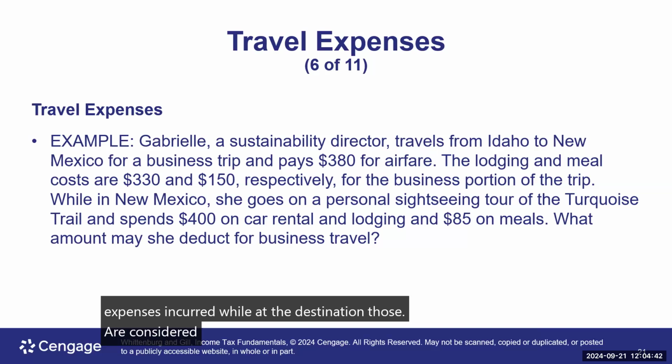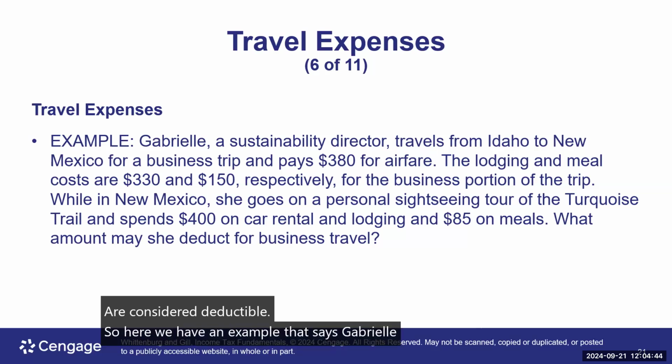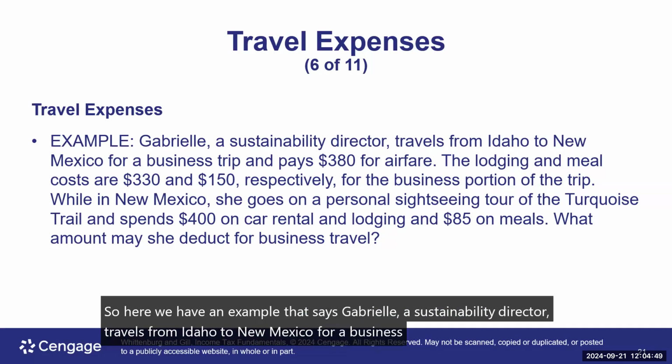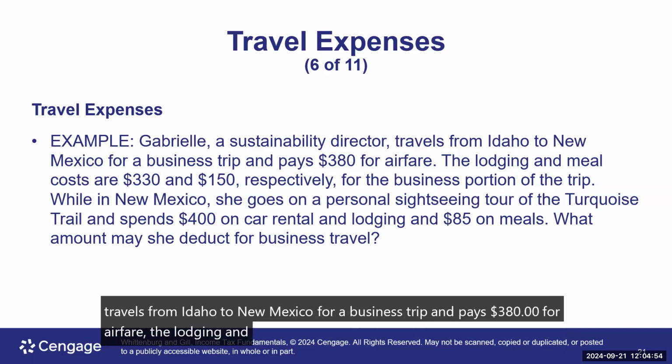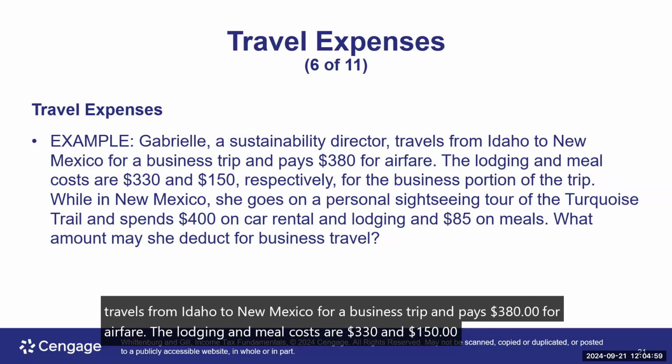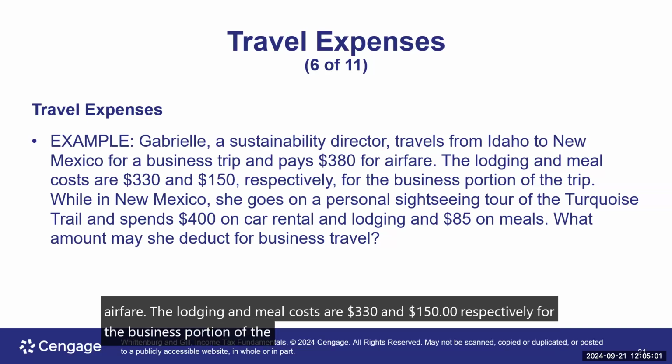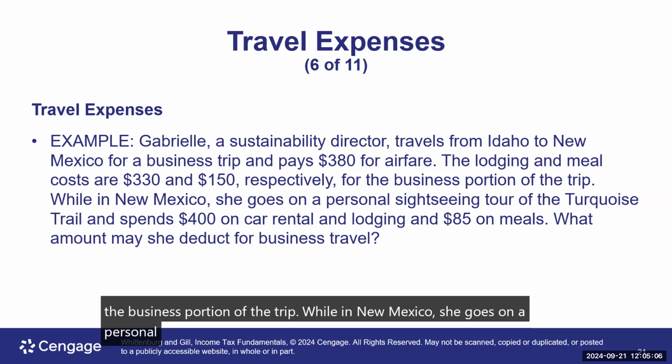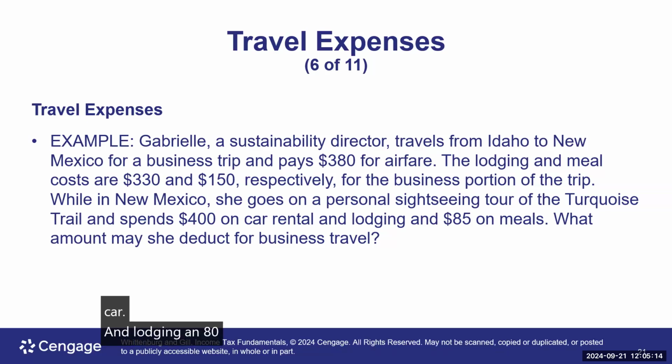So here we have an example. It says, Gabrielle, a sustainability director, travels from Idaho to New Mexico for a business trip and pays $380 for airfare. The lodging and meal costs are $330 and $150 respectively for the business portion of the trip. While in New Mexico, she goes on a personal sightseeing tour of the Turquoise Trail and spends $400 on car rental and lodging and $85 on meals. What amount may she deduct for business travel?